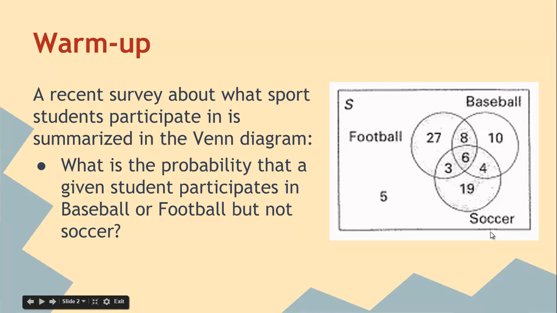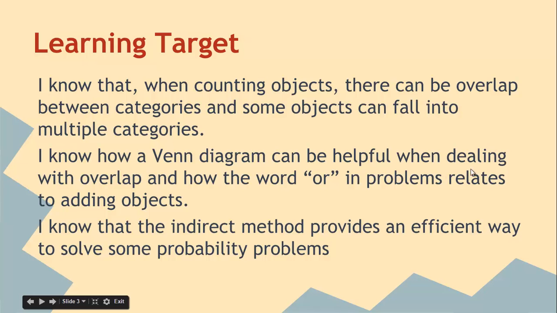What this is telling you is that there are 8 people that participate in football and baseball, so they're included in that category. There's 27 that just do football, and there's 10 that just do baseball. There's 6 that do football and baseball, so they do both, but they also do soccer. This looks at everybody in their own category, and they're only counted once. So the probability could be 27 plus 8 plus 10 divided by the sum of all of these numbers.